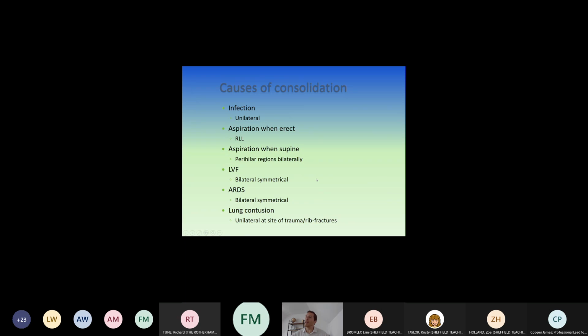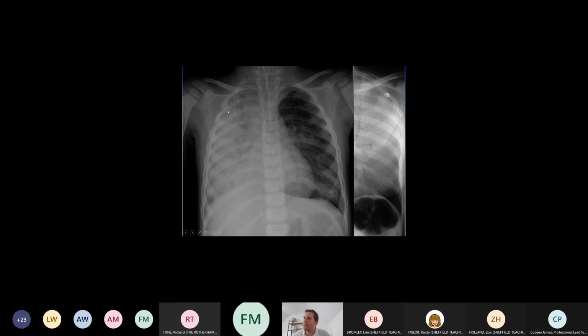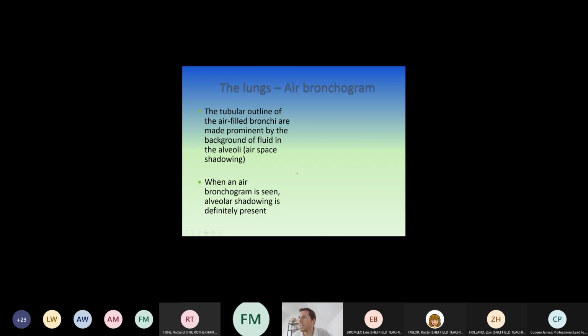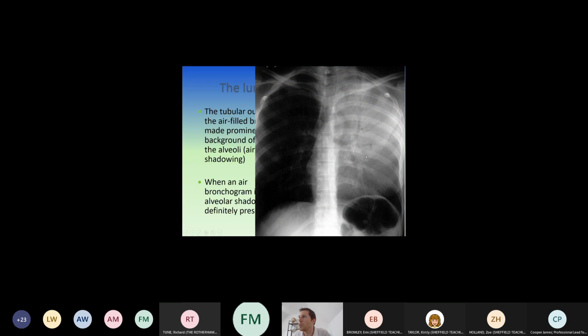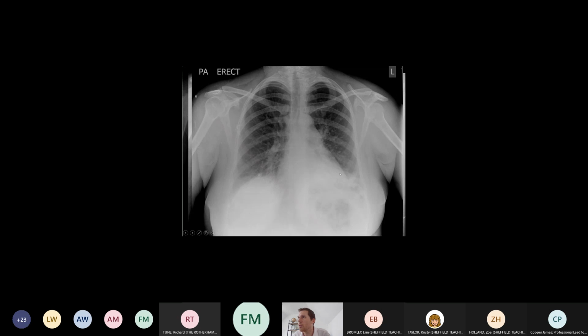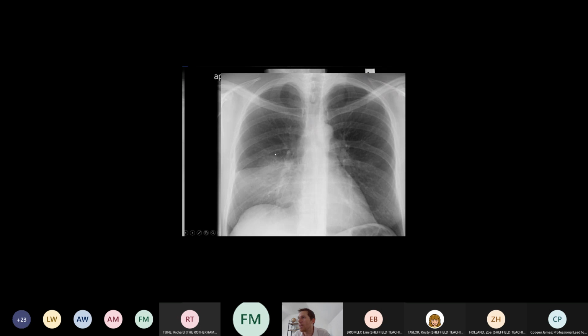So very briefly, causes of consolidation. Generally, infection will be unilateral. We've said it can spread to bilateral, but most chest infections will start on one side, and then when they get bad enough, they will spread to the other lung. So if you see unilateral consolidation like this, that's usually due to chest infection, especially in a young patient. This again is likely to be a chest infection.